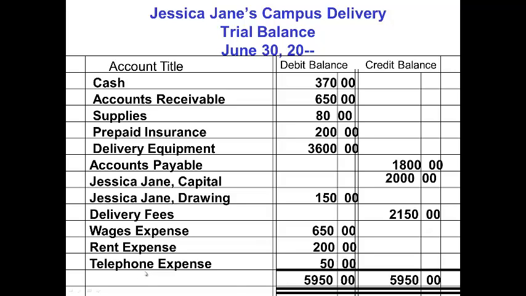Now, the accounts should be listed in the order of the accounting equation on your trial balance. You'll be preparing your financial statements using your trial balance, so it really helps if everything is in order. So the first accounts are your assets, and then your liabilities, capital and drawing from owner's equity, and revenues and expenses from owner's equity. So if you can just remember your accounting equation, then you can remember the order that your accounts should be in.